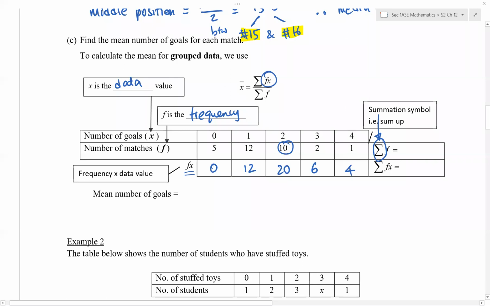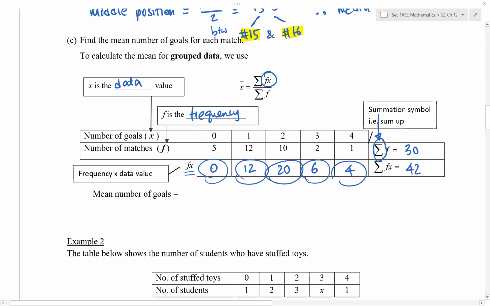Summation is just to add up, not scary. Okay, we add up all the frequencies. 5 plus 12, 10 plus 2 plus 1. As expected, we get 30. Then we have the summation of the Fx. We add 0 to 12 to 20 to 6 to 4. You add all of them up, we get 42.